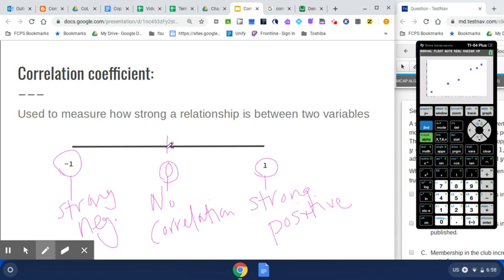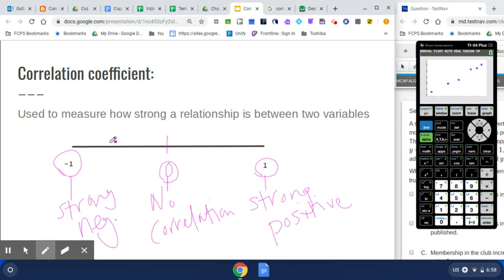Same thing on the negative side. So if we are closer to 0, that would be a weak negative. In the middle would be a moderate negative. And then towards that -1 would be a strong negative relationship.